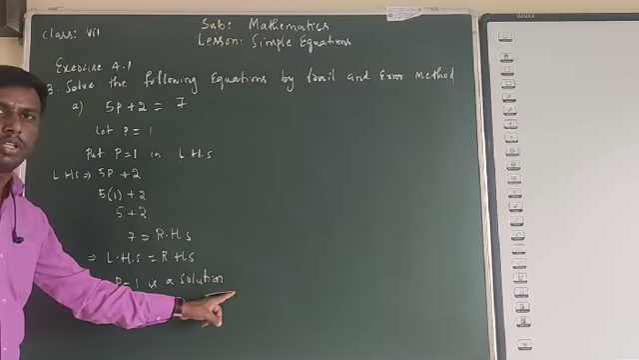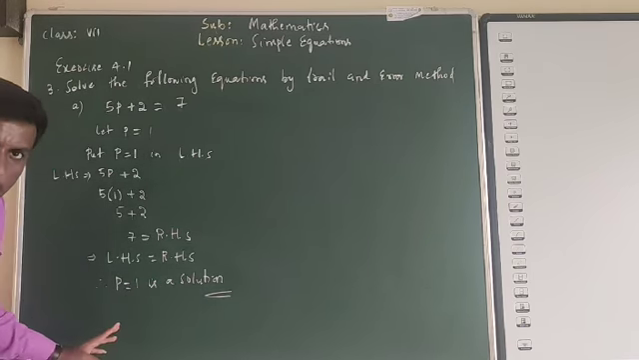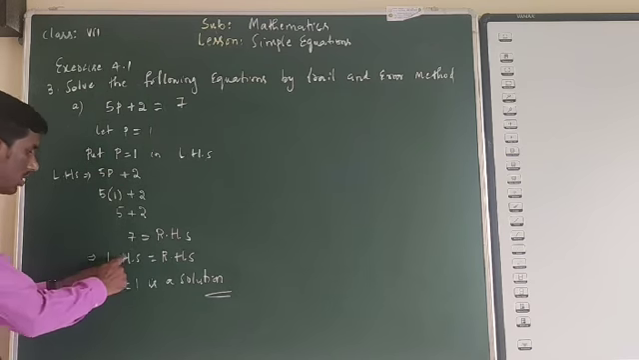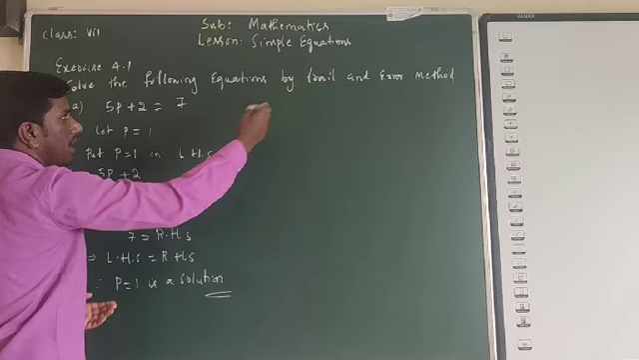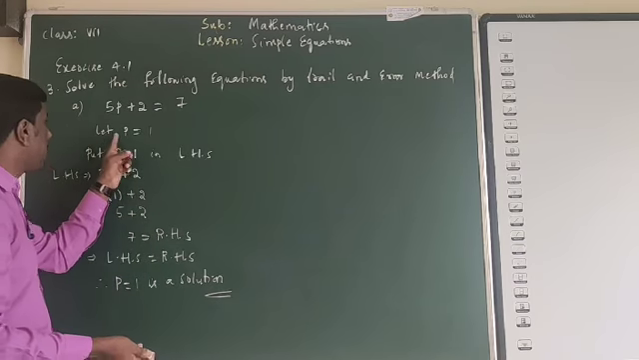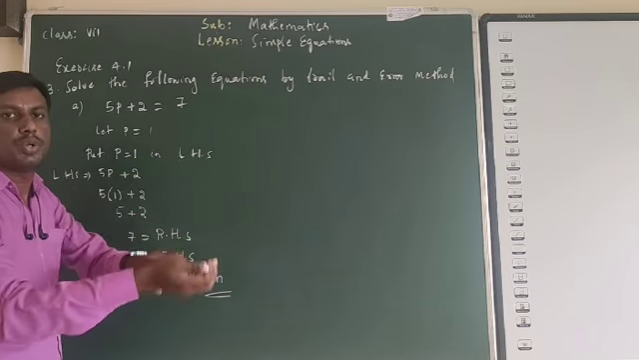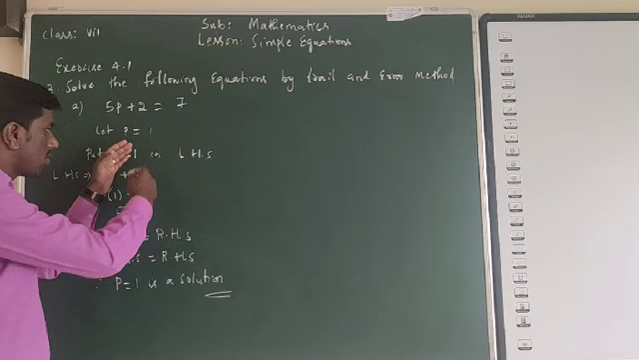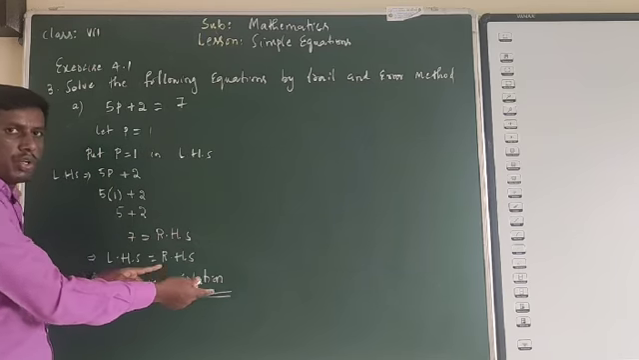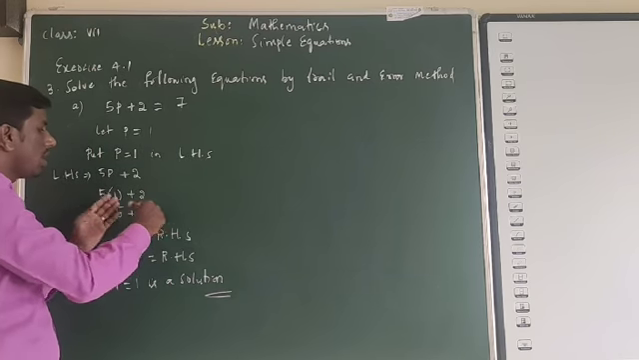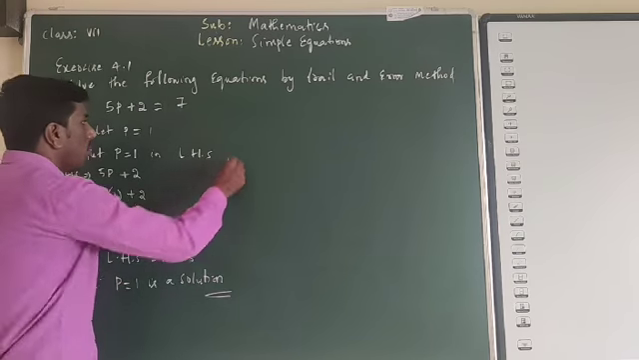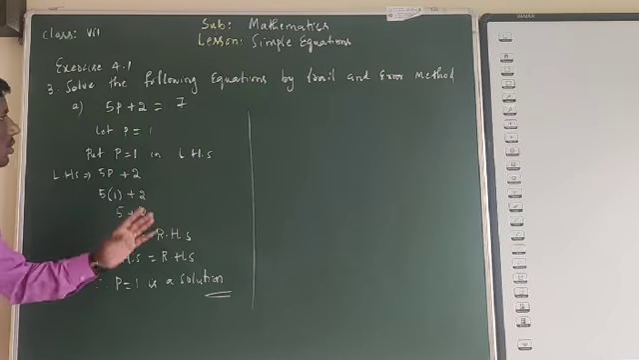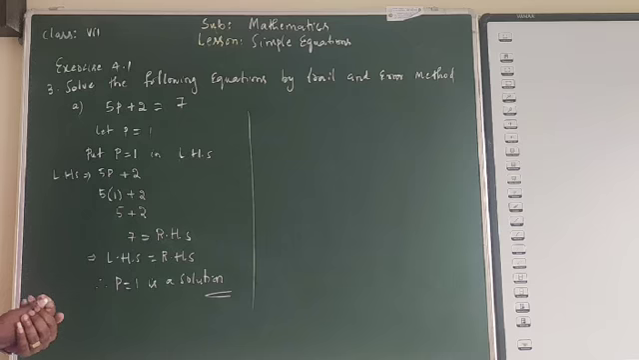Suppose for p is equal to 1, the LHS is not equal to the RHS. Then what will we do? According to the trial and error method, we will go for the next value of p. Let p is equal to 2. Again substitute that and check whether LHS is equal to RHS. If it is not equal there also, go for the next p value. Like that, just keep on going. So we have done this trial and error method in our class 6.